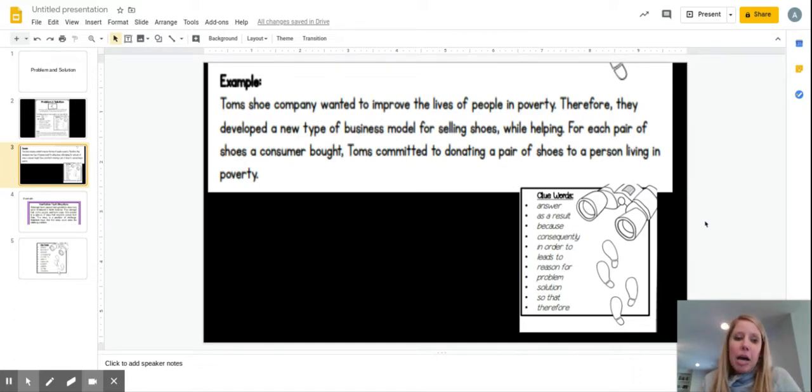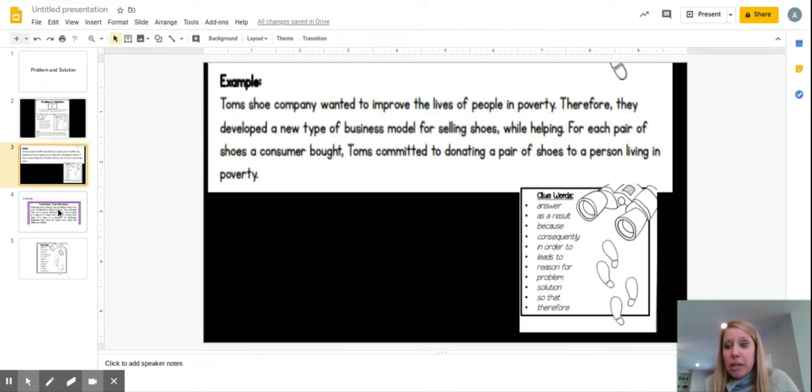What is the problem that Tom is trying to solve? Well, if you said the problem that he's trying to solve is that he wants to provide shoes to people that are in poverty, that is correct. So his solution for how he's going to do this is, what does his business do? If you said that his business decides that for every pair of shoes someone buys, he's going to donate a pair, you are correct. And our clue word that we know that this is a problem and solution relationship is the word therefore, and it's right here. It says, therefore, they developed a new type of business model for selling shoes. Okay, so that is one example of a problem and solution text structure.